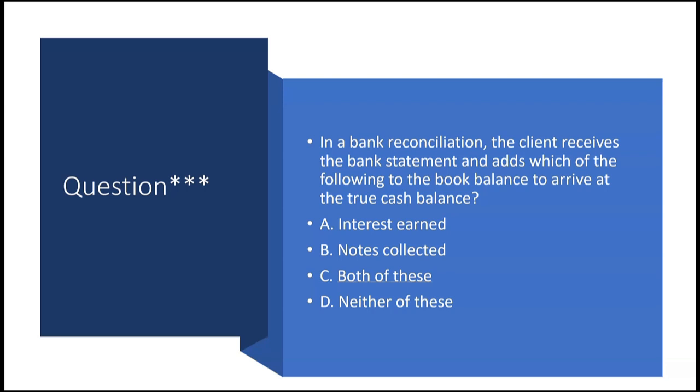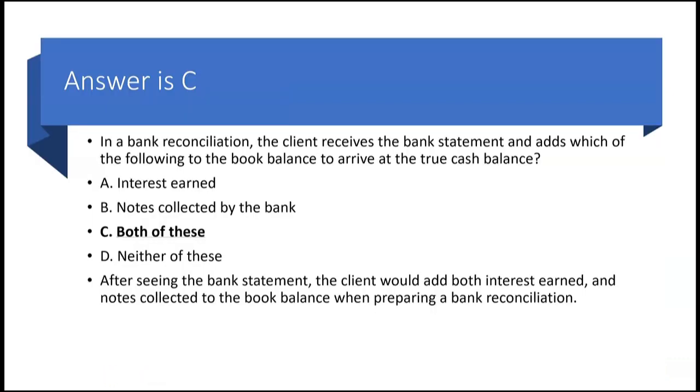A, interest earned. Yes, because the bank knew about it, and we don't know about it until we see the bank statement. So we will add the interest earned to the book balance. B, notes collected. That should say notes collected by the bank. Yes, that would be added to the book balance to arrive at the true cash balance because customers may have made their payments directly to the bank and you don't know about it until you see the bank statement. And then you would add the amount of that note to the book balance to arrive at the true cash balance. So it looks like both of these are correct. We're going with letter C.